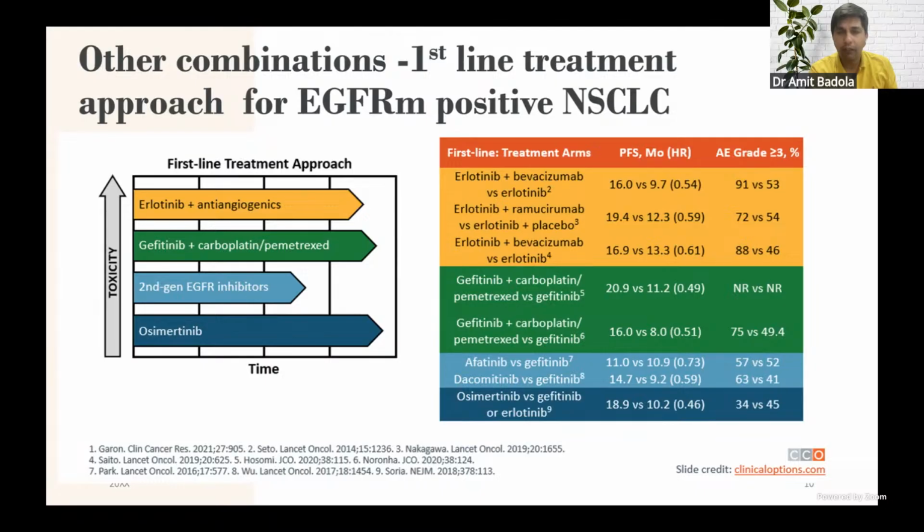In the RELAY trial, erlotinib plus ramucirumab, the PFS was 16 months. When we added chemotherapy along with gefitinib, the PFS went to around 20 months. Second generation EGFR TKIs have a PFS around 14 months. And if we are giving osimertinib alone, the PFS is around 19 months. So if we compare osimertinib as a single drug to erlotinib plus anti-angiogenic or first generation TKI plus chemotherapy, osimertinib is still better than those combinations.